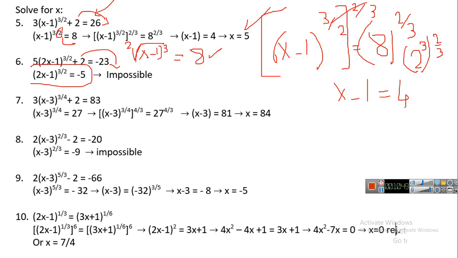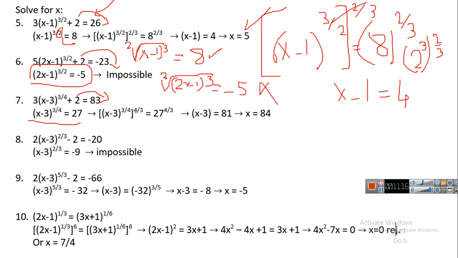Why is it impossible? No need to continue, because if you write it like this, (2x minus 1) inside 3, and here I have a square root in 2. Can a square root equal negative? No, a square root is impossible to be negative, so we don't continue. If you want to do this one, it will be 81 over 3, 27. So this is positive, it doesn't matter.